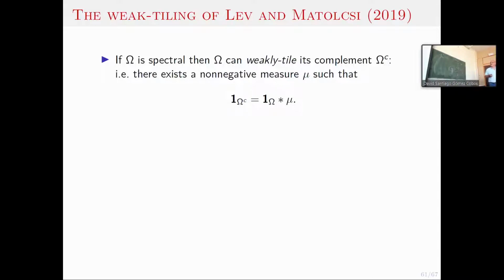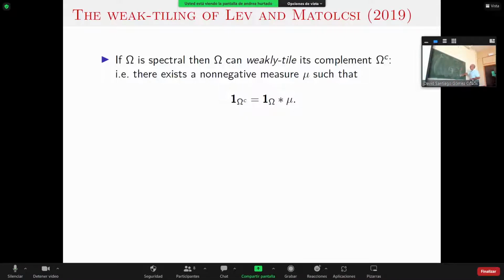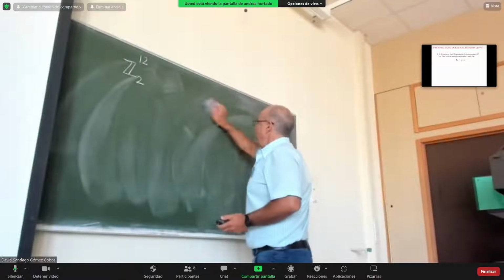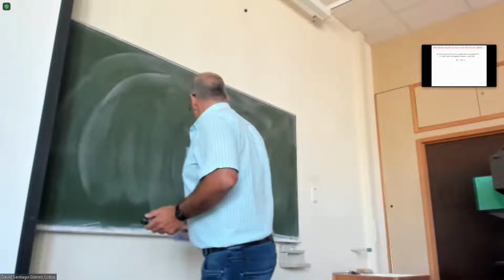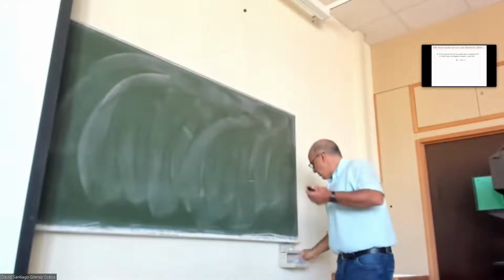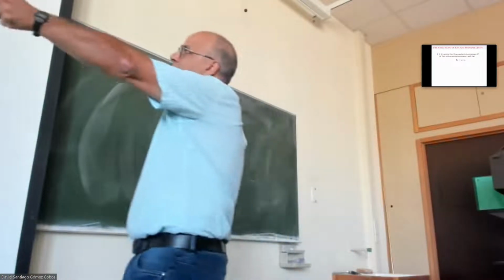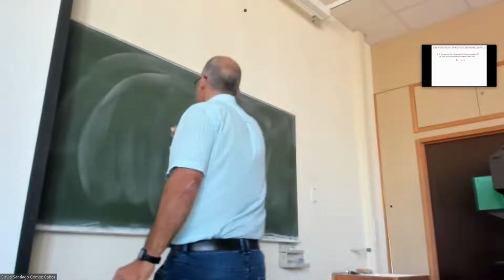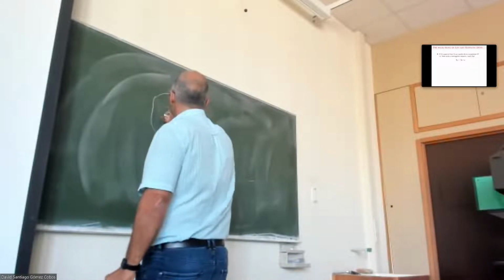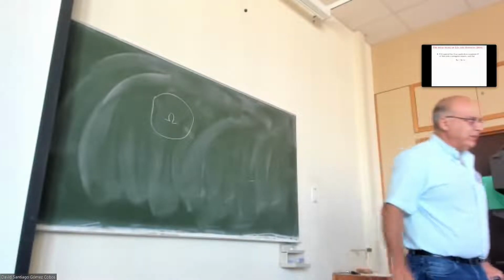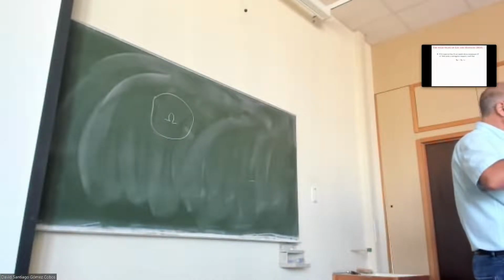They made the following, I wouldn't call it an observation, it's really a theorem, but if you look at it in the case of finite groups, it's an almost obvious theorem. But in the case of Euclidean spaces, you need to do some work. But it says what? That if you have a spectral set, omega, then it has the following property. It can tile its complement if you allow weights.